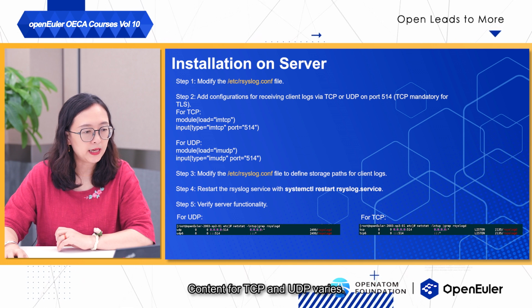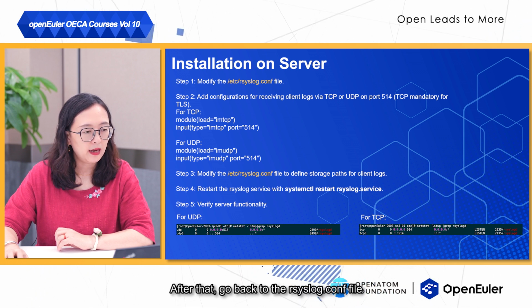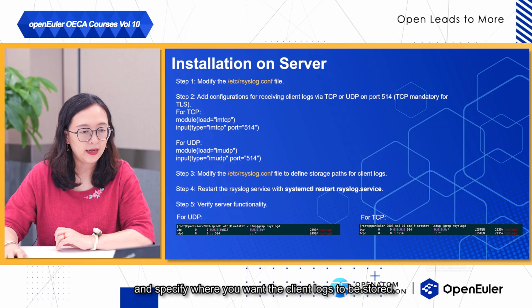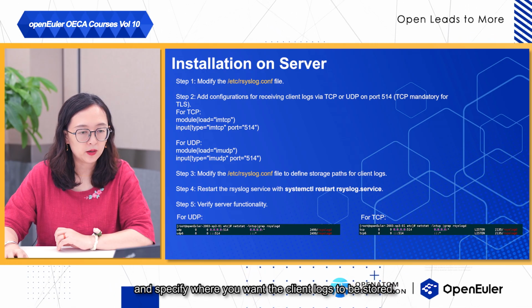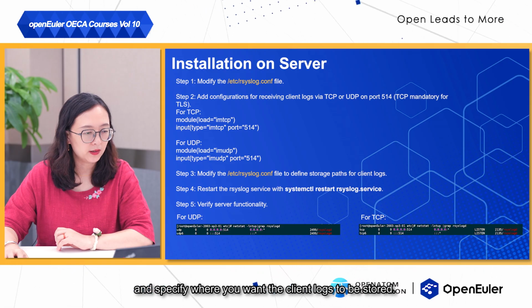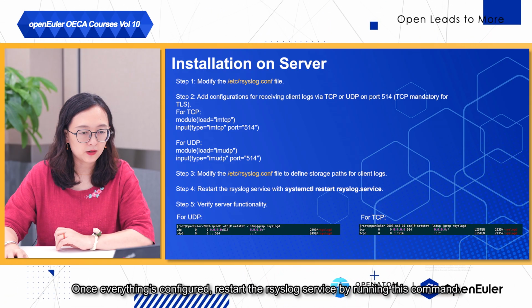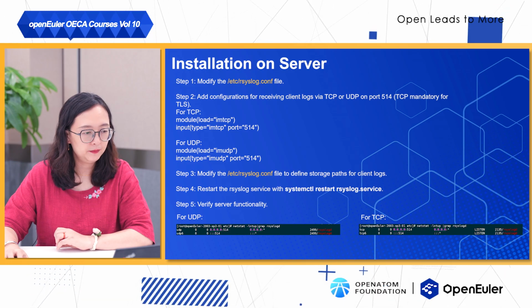Content for TCP and UDP varies. After that, go back to the rsyslog.conf file and specify where you want the client logs to be stored. Once everything is configured, restart the rsyslog service by running this command.